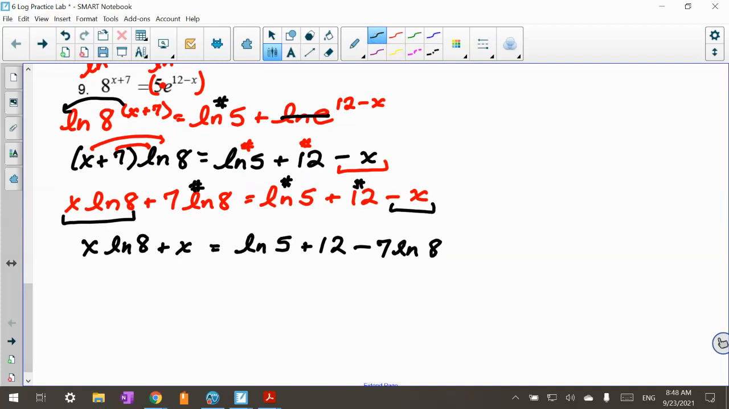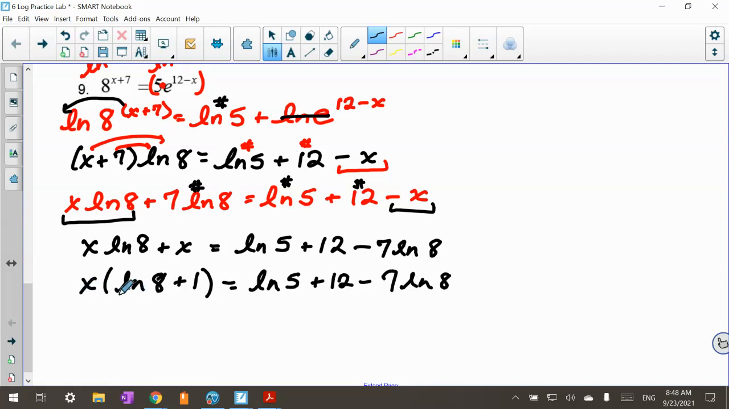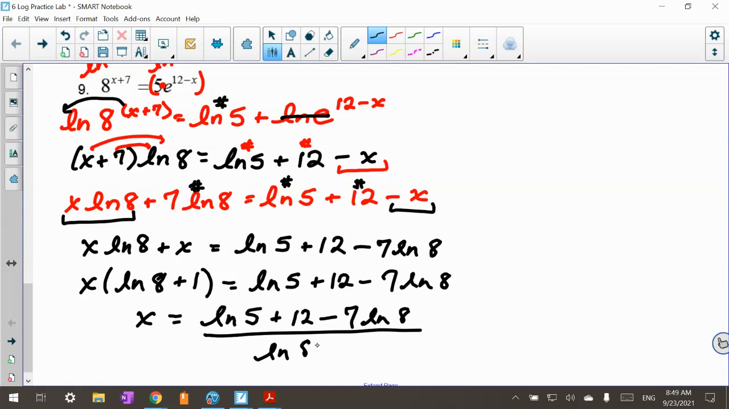I'm going to actually factor out the x because I need to isolate it. So that's x times the natural log of 8 plus 1 equals the natural log of 5 plus 12 minus 7 natural log of 8. And then these are hooked by multiplication, so I'm going to divide by the glop. So x equals the natural log of 5 plus 12 minus 7 natural log of 8 all over the natural log of 8 plus 1. Wow, that's a mouthful. Put that in your calculator and you should get negative 0.3074.